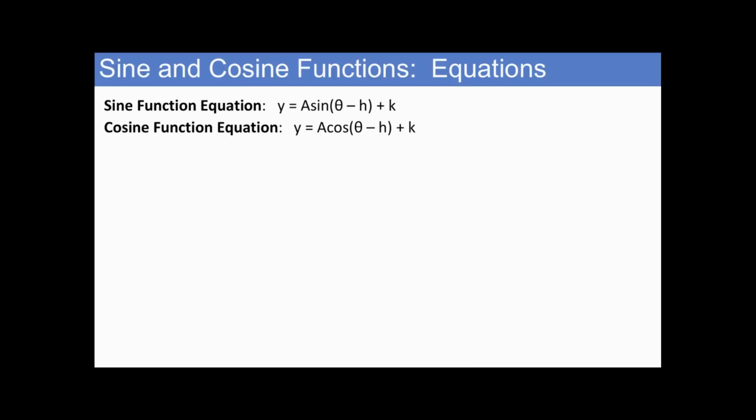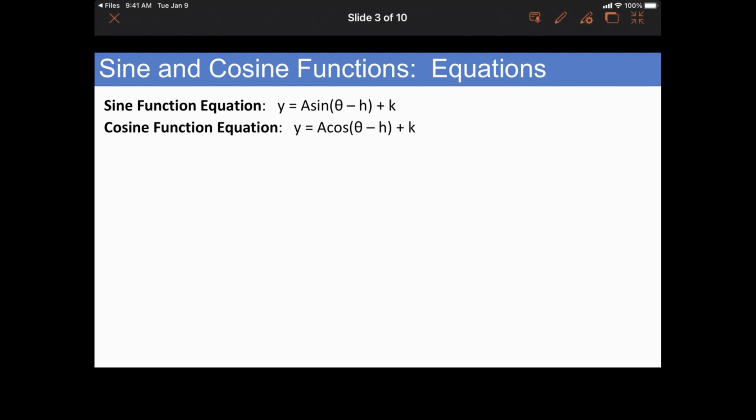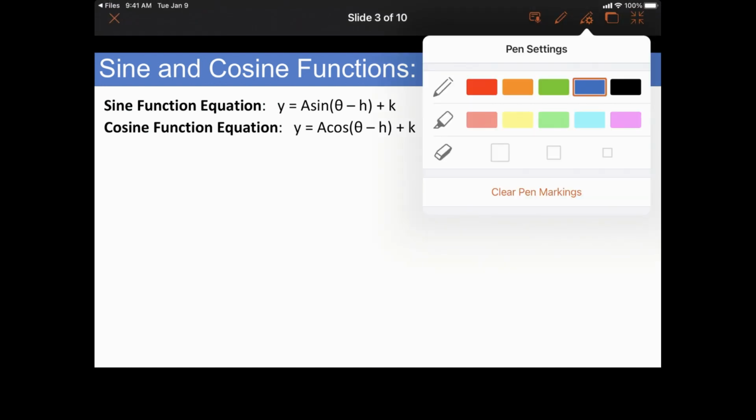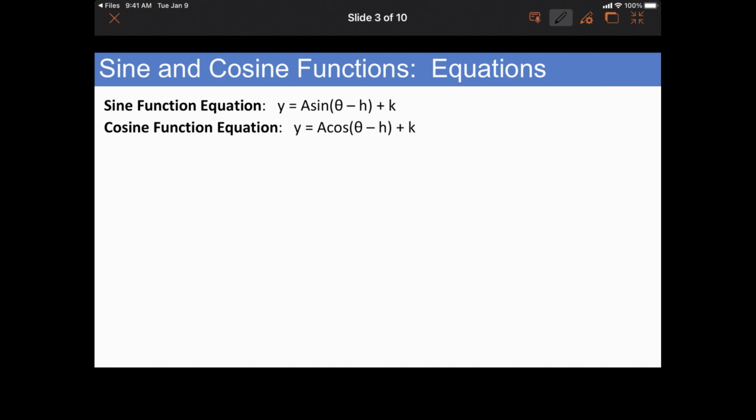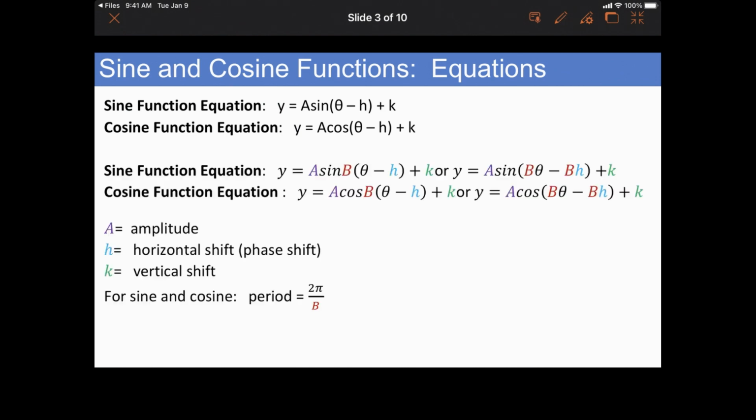Now, before we actually do graphing, we have to talk about the equation. This is the equation we've used up until this point, A being the amplitude, H being the horizontal shift, and K being the vertical shift. But we did not talk about changes in the period yet. So here is the true final equation. Here it is for sine, and you can see this B. This B will change the period.